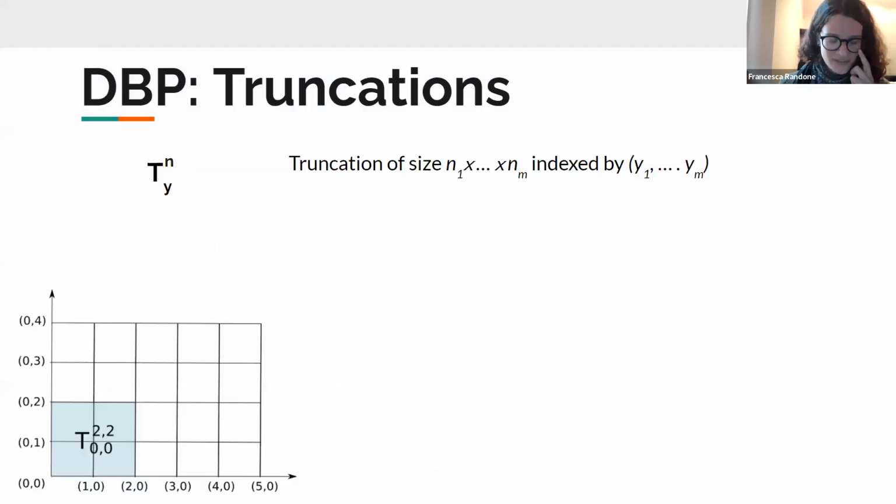To derive the equations, first we need to define what a truncation is. For us, a truncation will be just a hyperrectangular subset of states. And our hyperrectangle is defined by two parameters: n, that gives us the sides of the hyperrectangle, and y, that gives us the position. By convention, the position will be the vertex of the hyperrectangle with minimal component. So for example, in this two-dimensional state space, the blue area is the truncation indexed by n = (2,2) and y = (0,0), because the bottom left vertex is the state (0,0).